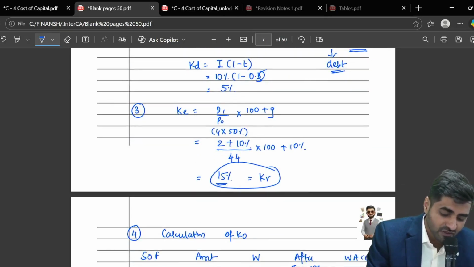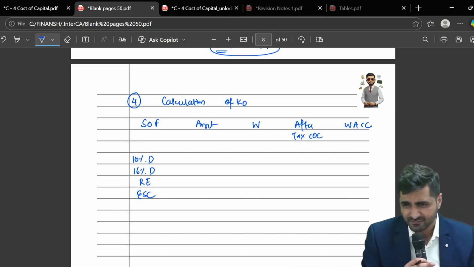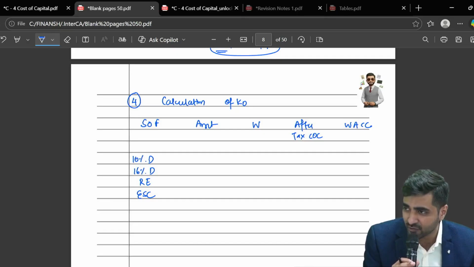Okay. So here we have 10% debt. What else? 16% debt. What else? Retained earnings. What else? Equity share capital. I can do it in a much more summarized format by just taking debt and equity, because anyway the cost is the same.